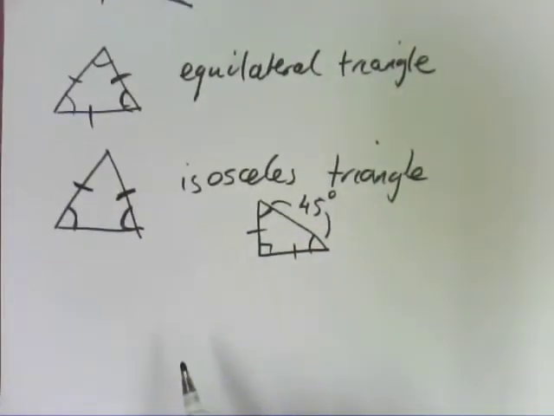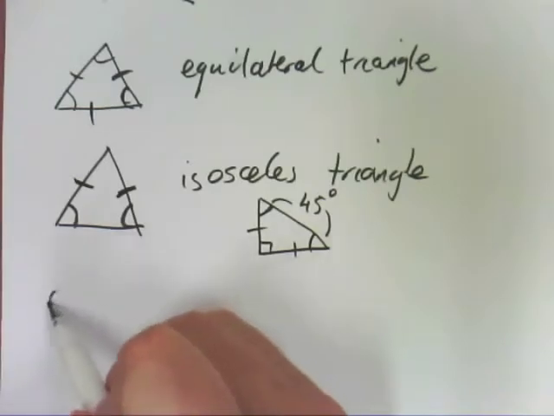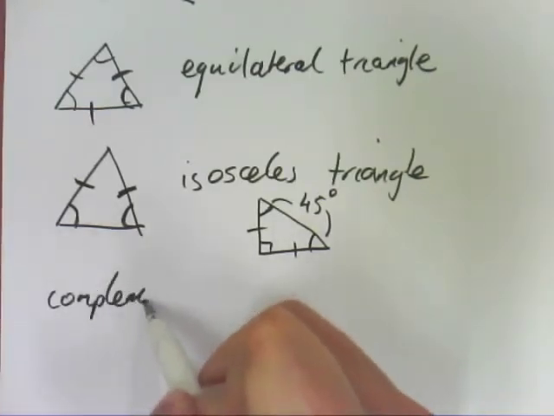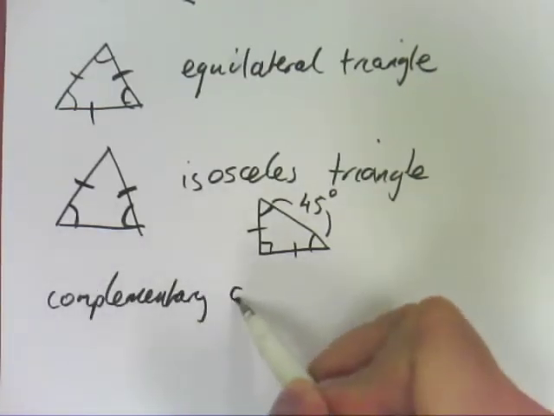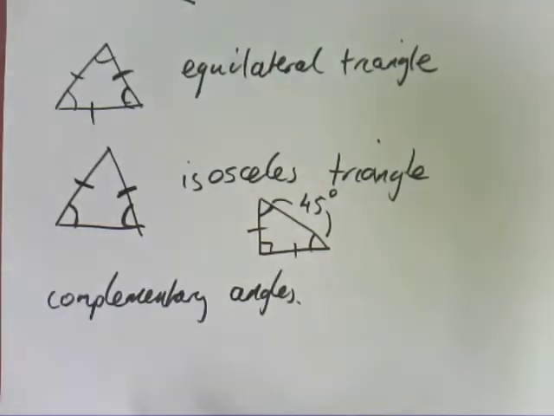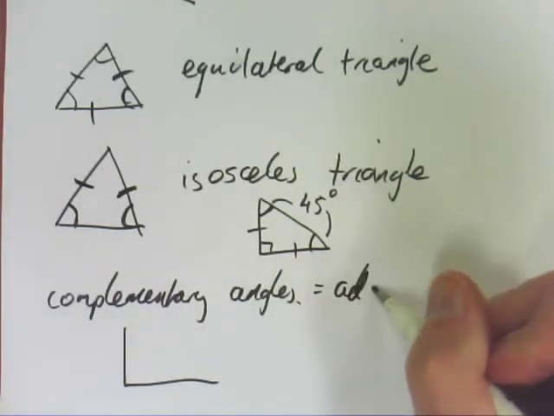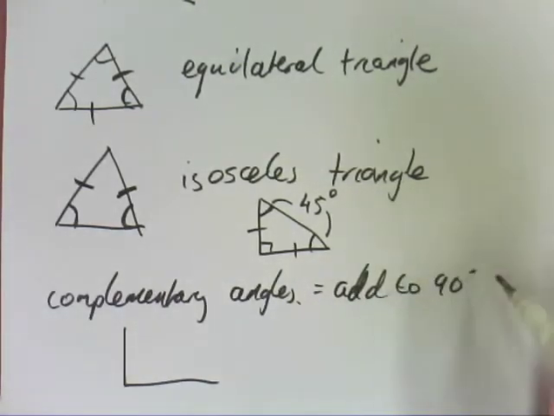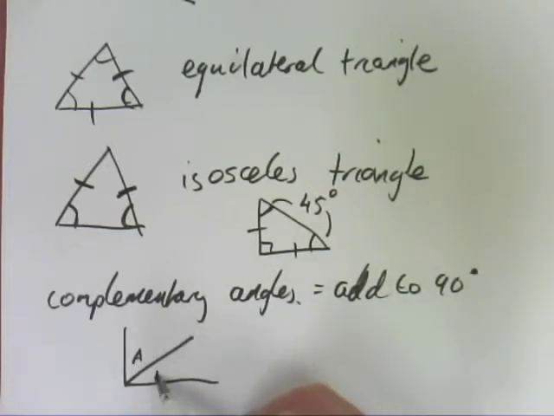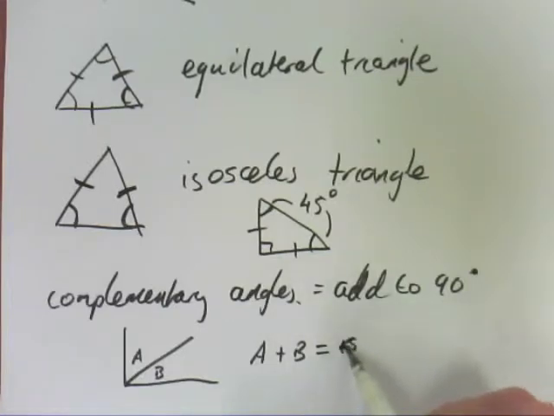Now, there's these things called complementary angles. Okay, and that's talking about 90 degrees. They add to 90 degrees. For example, angle A and angle B will equal not 180, 90 degrees.